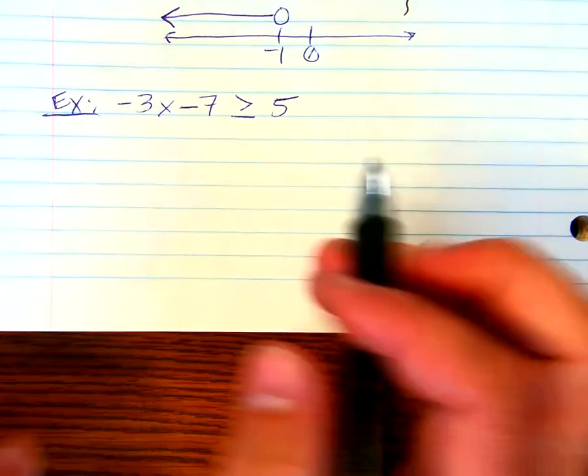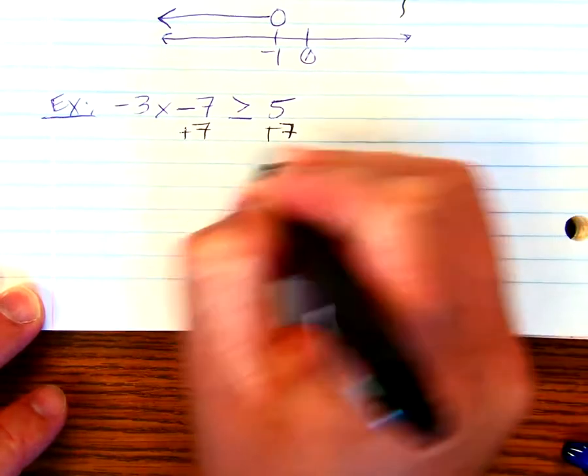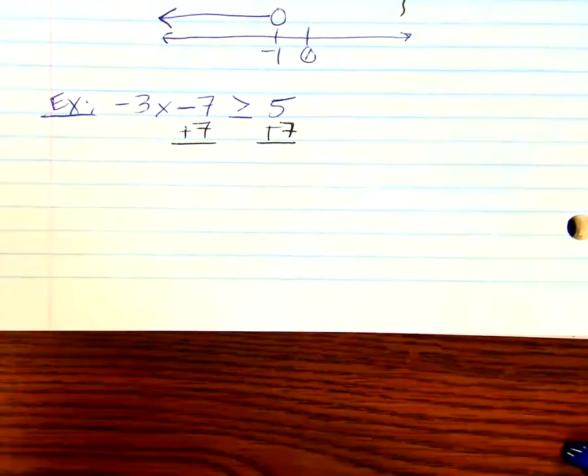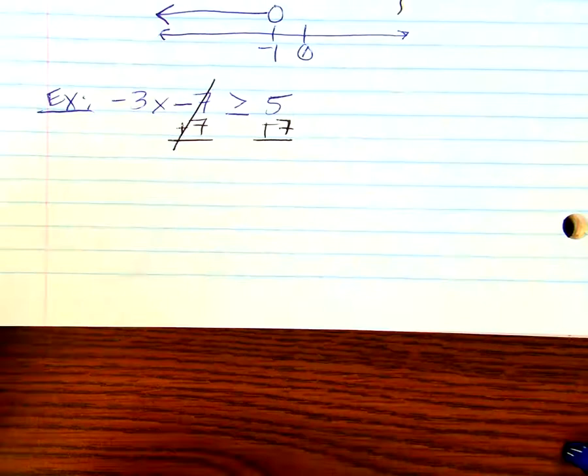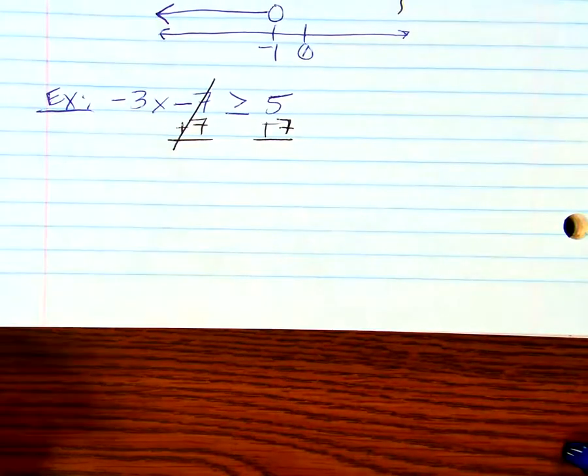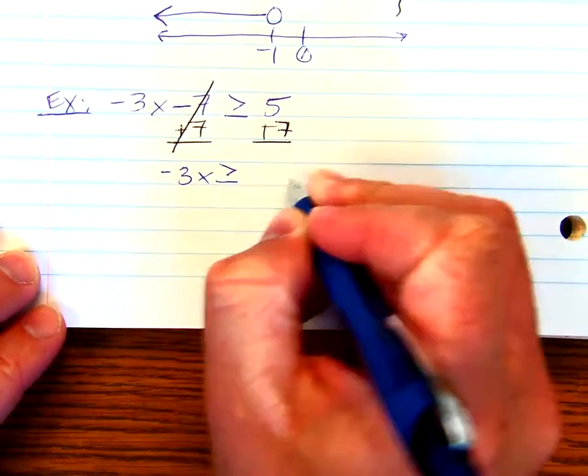Absolutely. We're going to get rid of the constant. Instead of minus 7, we would add 7. Go ahead and write that down right now. Whatever you do on one side, you do on the other. You should all be familiar with that. Same as an equation. These cancel, just like it did in an equation. So now I have negative 3x is greater than or equal to positive 12.